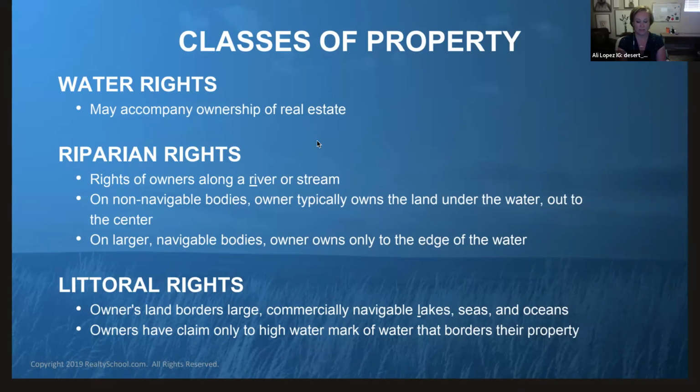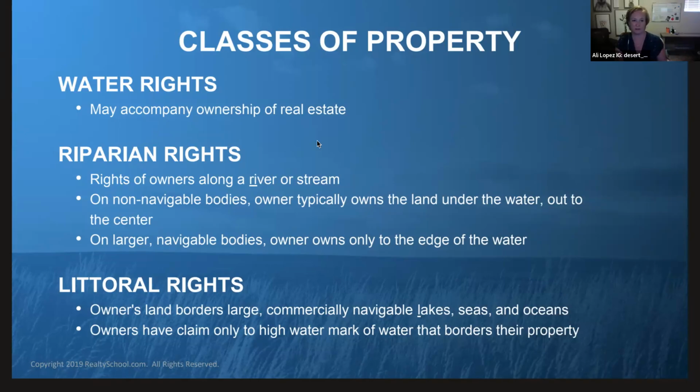You have the right to use the property in any legal way. Possession, you have the right to possess and occupy the property. And C, you have the right to control the property and use it for any legal purpose. There you go. So there are different classes of property.